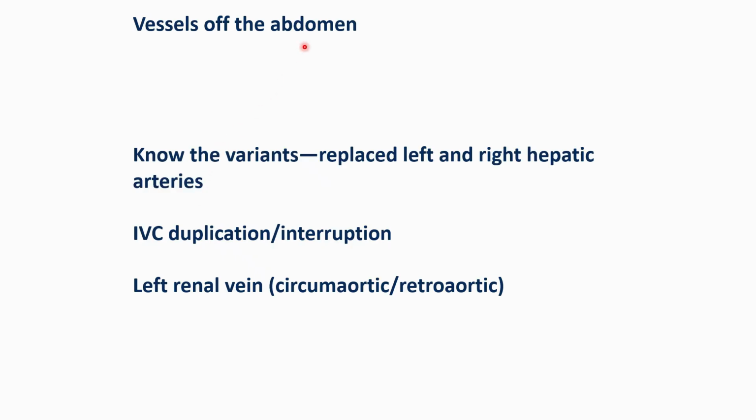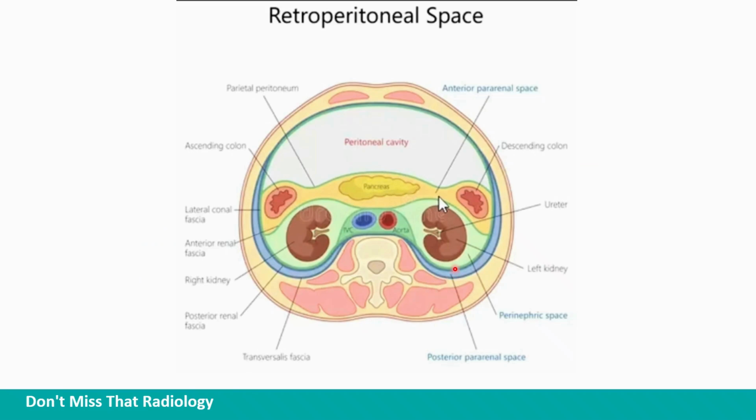So, vessels of the abdomen, know the variants. We did a great TikTok of this. This is especially important for IR when you have a replaced left and right hepatic artery. I'll refer you to that. We also go over the IVC duplications and interruptions. It's important if you're ever putting an IVC filter in, maybe you have to put 2 in. And then the left renal vein, we said it should go between the aorta and SMA, but sometimes it goes behind, sometimes it goes in front and behind. So if you know that aorta SMA relationship, you know what vessels and organs are around there, you are doing quite well. So that brings us to the retroperitoneum.